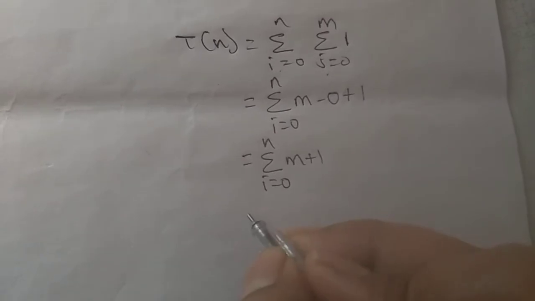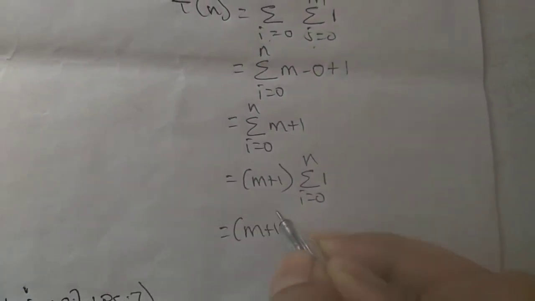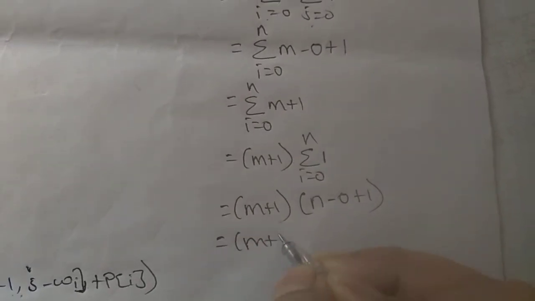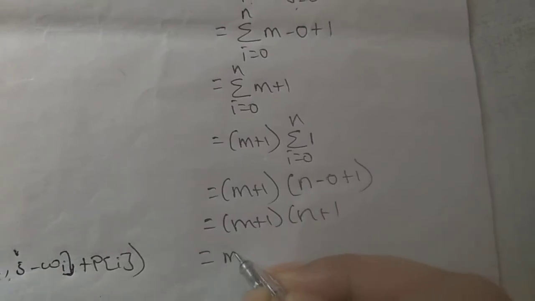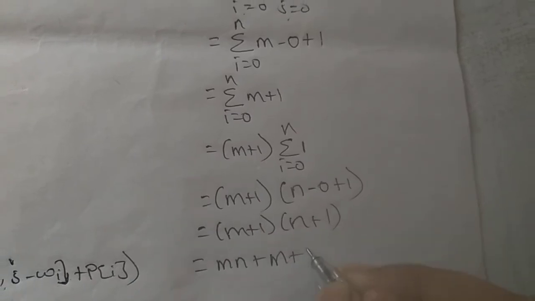Next, this m plus 1 I'll consider as a constant. I'll take it outside. Summation i equals 0 to n of 1, what will you get? m plus 1. So it is again upper bound minus lower bound plus 1. You'll get it as m plus 1 into n plus 1. If I just multiply this, you will get mn plus m plus n plus 1.